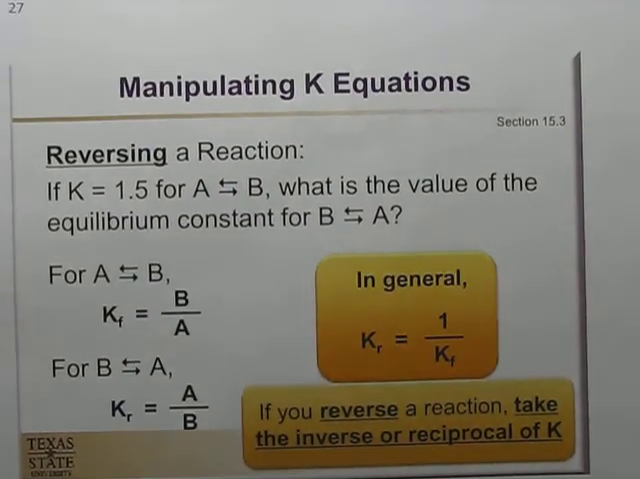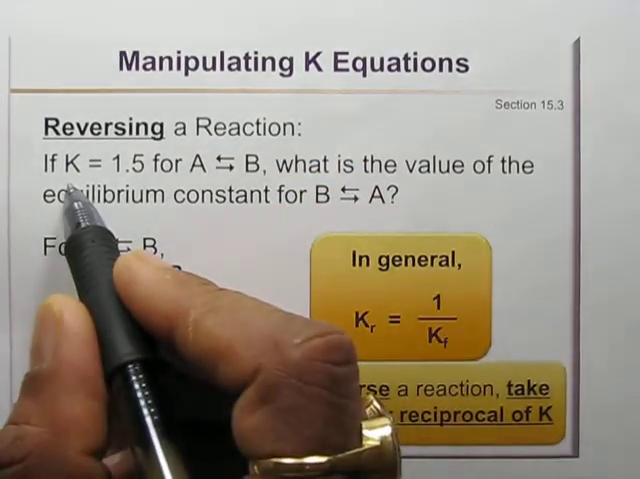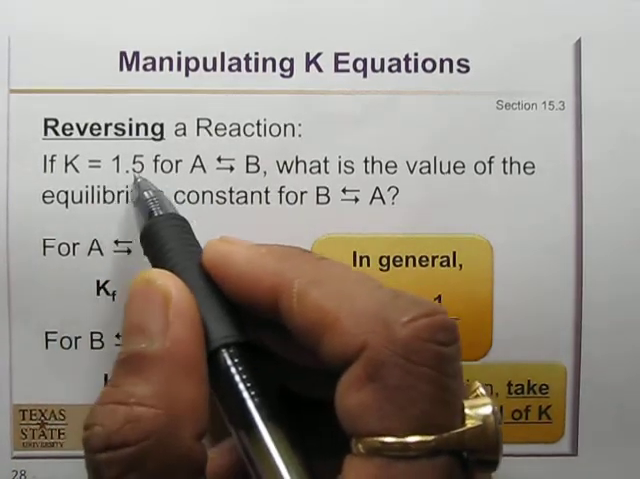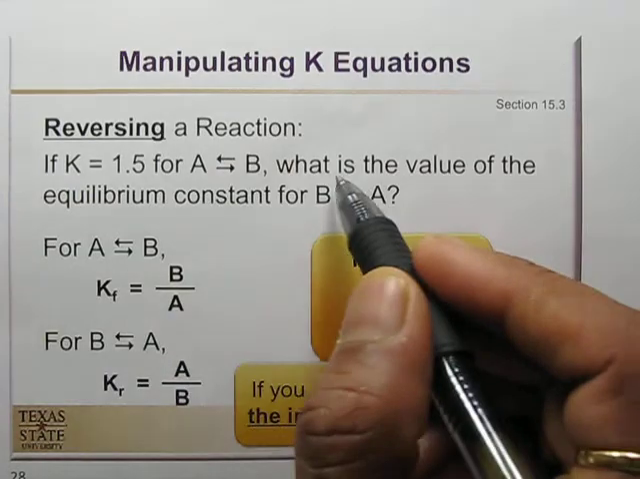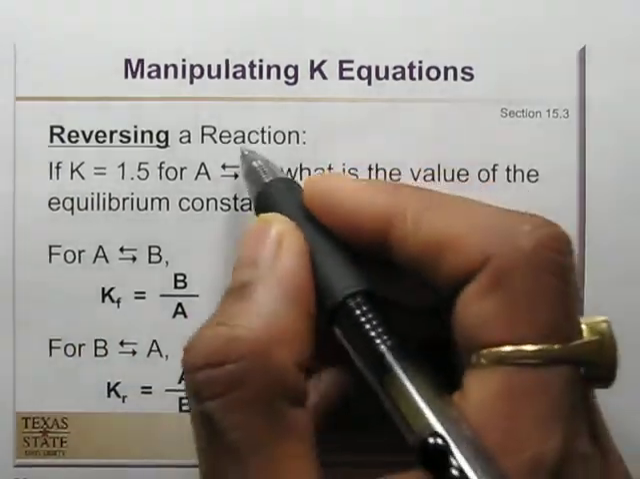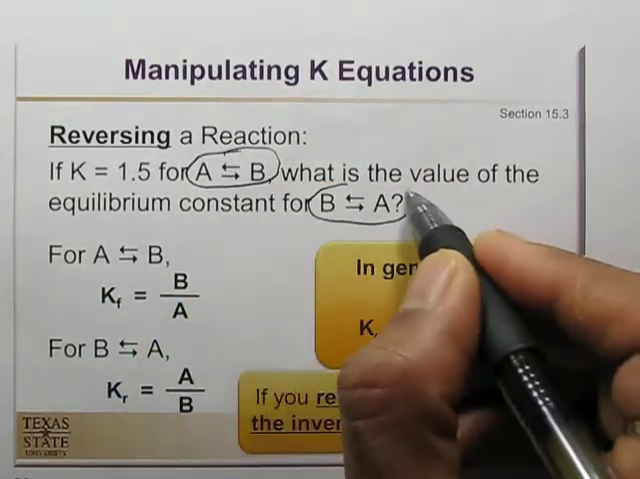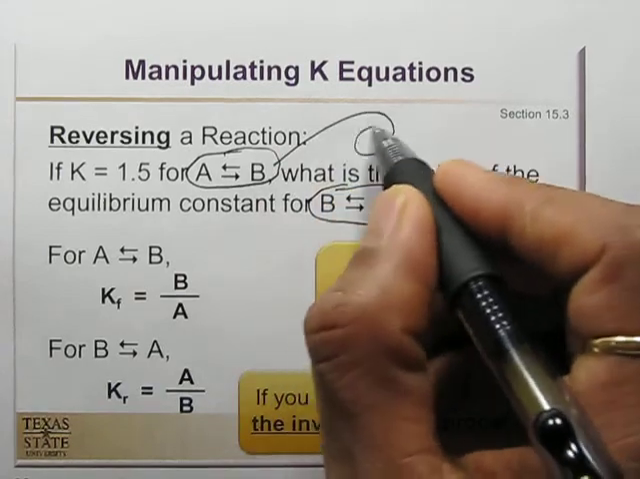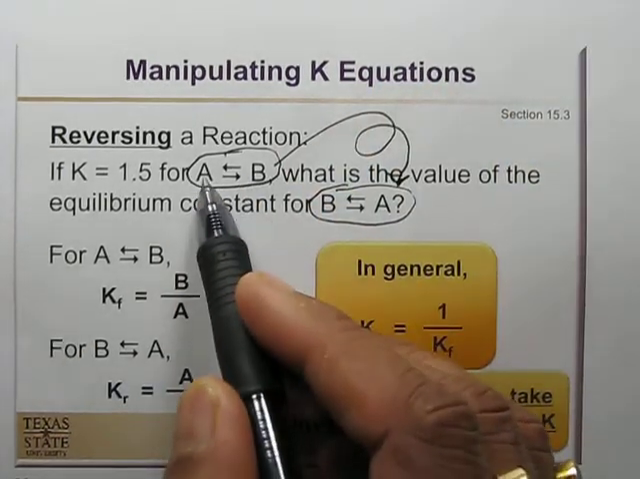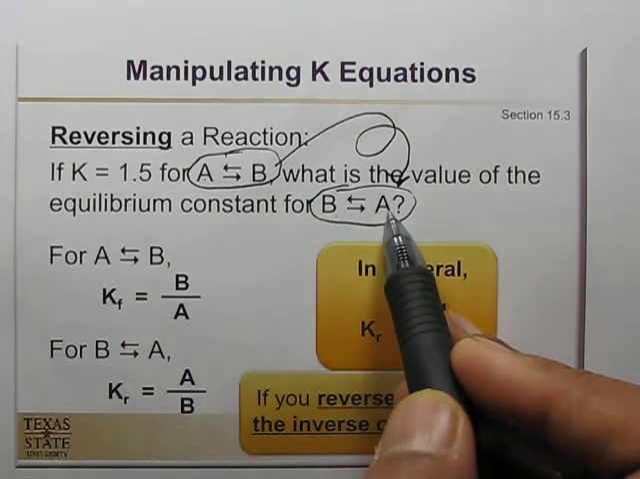Another manipulation is reversing a reaction. If K is equal to 1.5 for the reaction A to B, what is the value of the equilibrium constant for B to A? If you see this reaction and this reaction, what is the difference between these two? Basically, we just reverse the equation. Here reactant A and product B, here reactant B and product A.